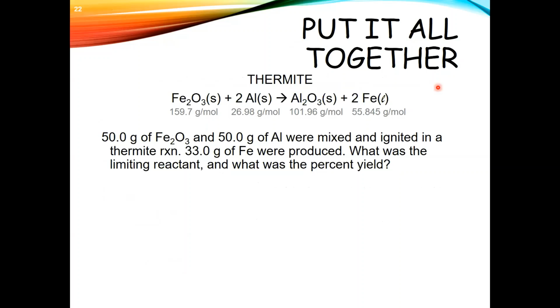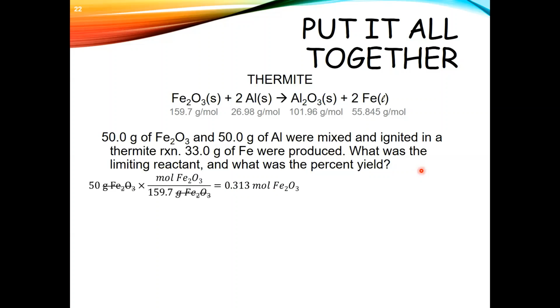All right, let's bring that all together into one problem. Let's say we start with 50 grams of iron 203, or rust, and we start with 50 grams of aluminum, and they're mixed together and ignited in a thermite reaction. And after that thermite reaction, 33 grams of iron were produced. Let's figure out what was our limiting reactant and what was our percent yield.